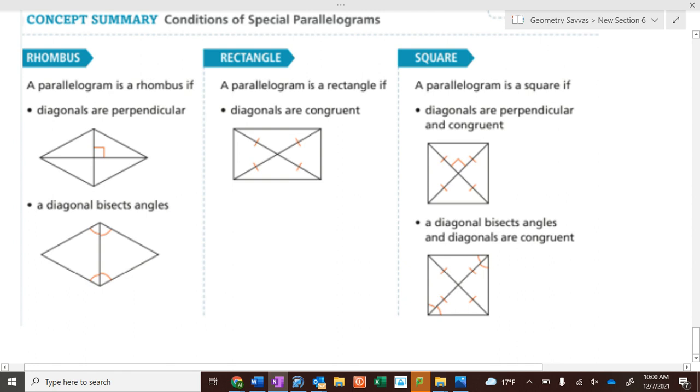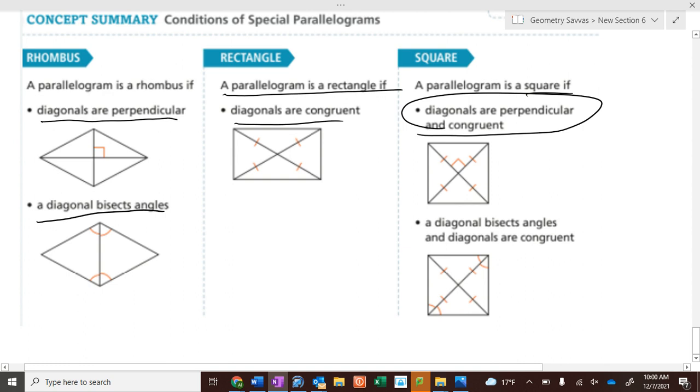All right. So what makes a rhombus a rhombus? If you start with a parallelogram, if the diagonals are perpendicular, if they bisect opposite angles, that's a rhombus. What makes a parallelogram a rectangle? If the diagonals are congruent. What makes it a square? If the diagonals are both congruent and perpendicular, or congruent and bisect opposite angles.